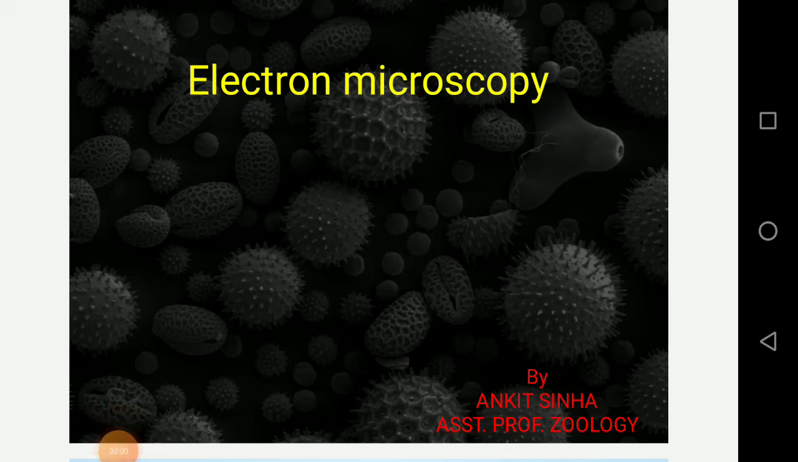Everyone. Today I'm starting with electron microscopy. You must have heard about the electron microscope. Before understanding the electron microscope, you must have heard about the microscope, or you must have used some simple microscope in your lab. So we will start with this topic, that is electron microscopy.